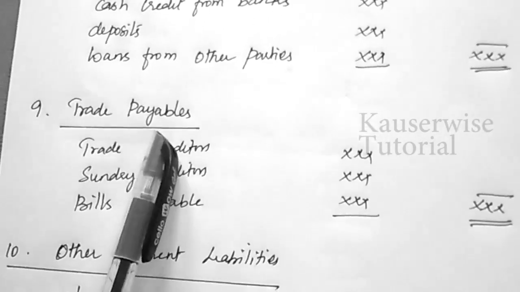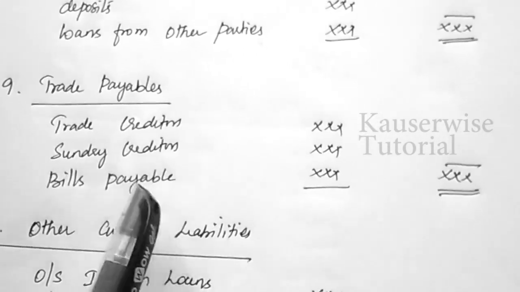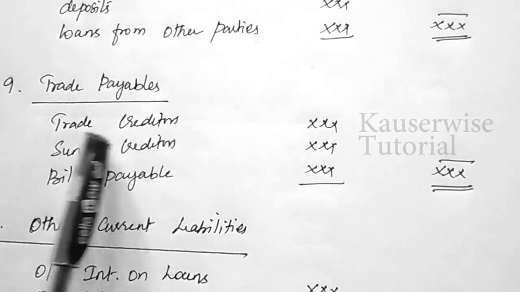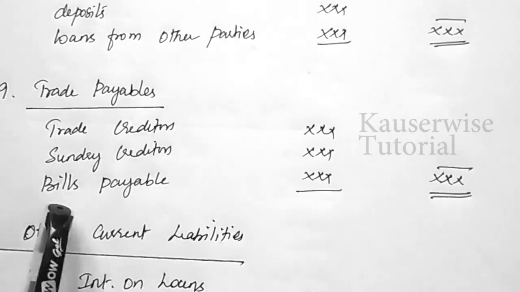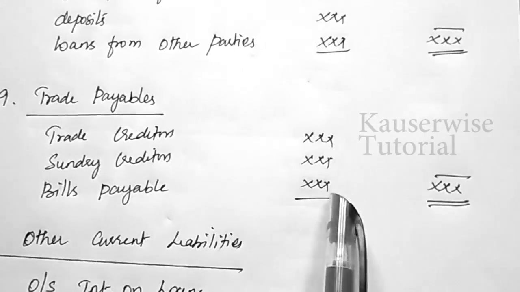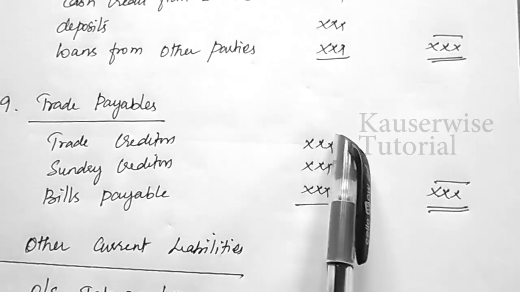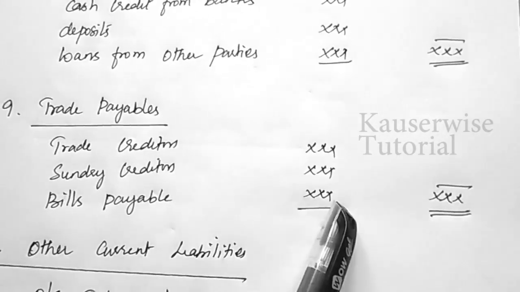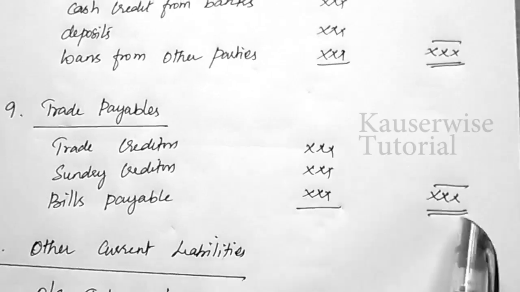And next one, trade payables. So these are the 3 components which are related with the trade. That is trade creditors, sundry creditors, bills payable. So these are the 3 types of current liability which are related with the trade. So this will be shown separately.